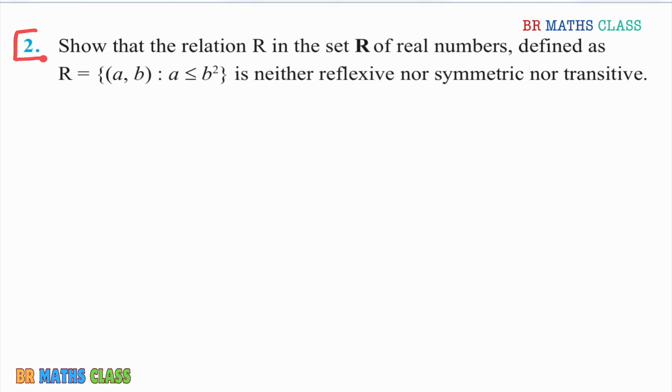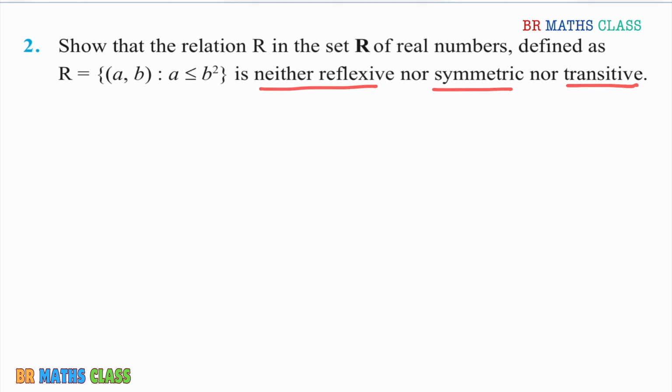This is question number 2 in exercise number 1.1, Relations and Functions chapter. You observe this question, what they are asking. Show that the relation R on the set of all real numbers, defined like this: R equals the ordered pairs (a, b) such that a is less than or equal to b square, is neither reflexive nor symmetric nor transitive.